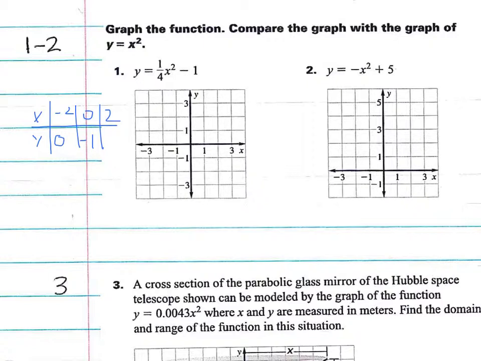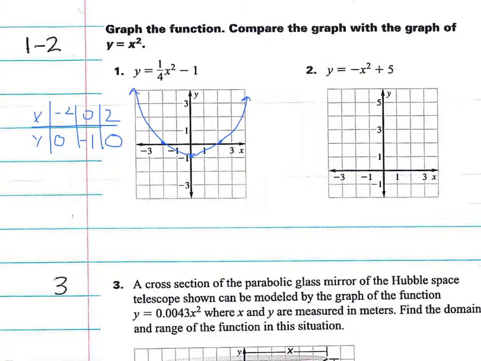And then 2 squared is 4. 1/4 of 4 is 1, and 1 minus 1 is 0. And so this does mirror, and so you're going to have a point at 0, -1, -2, 0, and 2, 0. This is a parabola, so it's going to be a U-shaped graph. So that is the graph that you have.